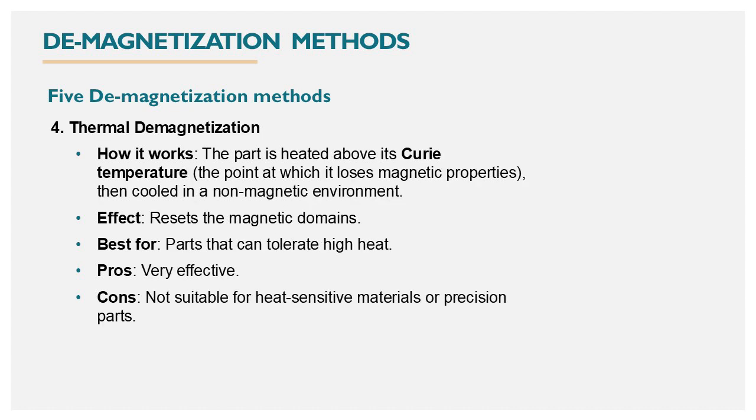Demagnetization method number 4 is thermal demagnetization. How it works: the part is heated above its Curie temperature, the point at which it loses magnetic properties, then cooled in a non-magnetic environment. The effect of this method is that it resets the magnetic domains.